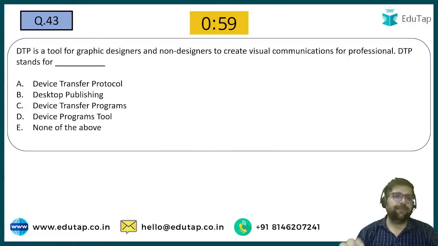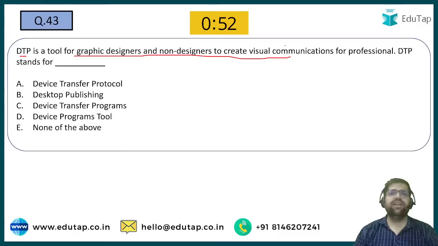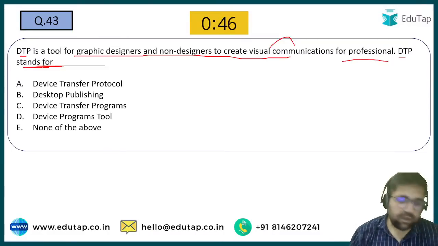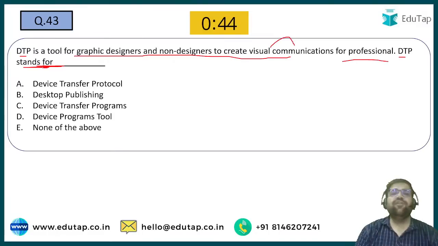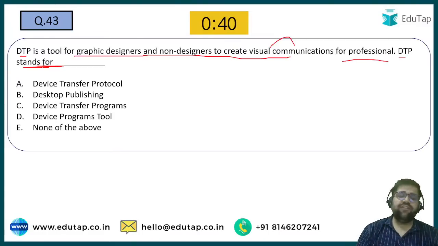Question number 43, DTP. DTP is a tool for graphic designers and non-designers to create visual communication professionals. DTP stands for what? Now, here is one more option. Thread. Thread is again a kind of platform. For example, if you see what is bus. In bus, we have different communication which happens on, I would say, what?